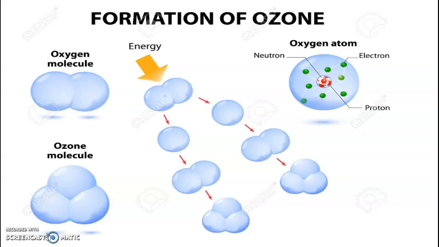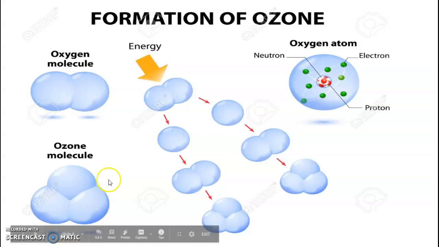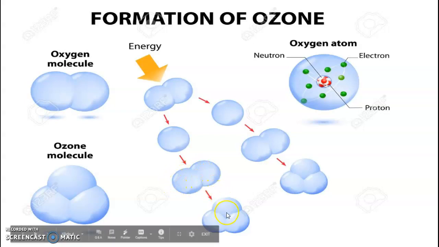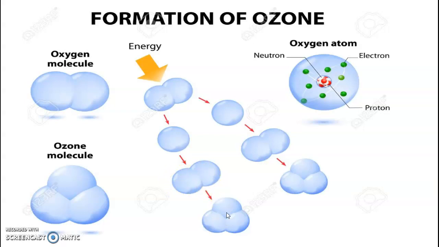This basically shows the chemical reaction that I talked about. If you look up here, we've got the sun and its energy shining down on oxygen. And what happens is the oxygen molecule splits into two oxygen atoms, which combine with an oxygen molecule, O2, to form ozone.